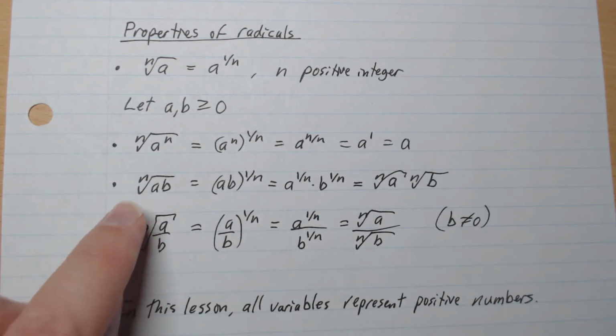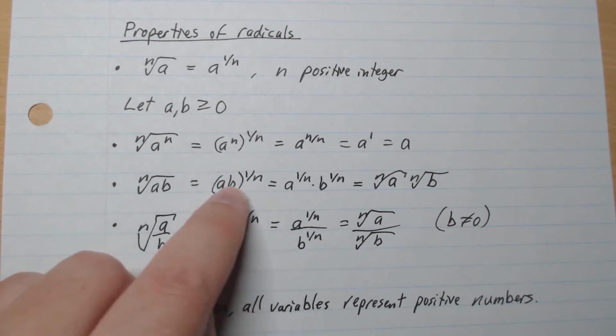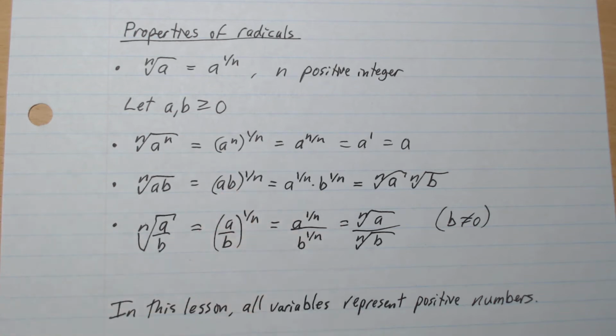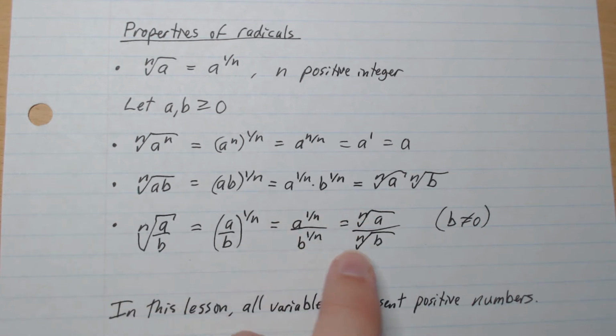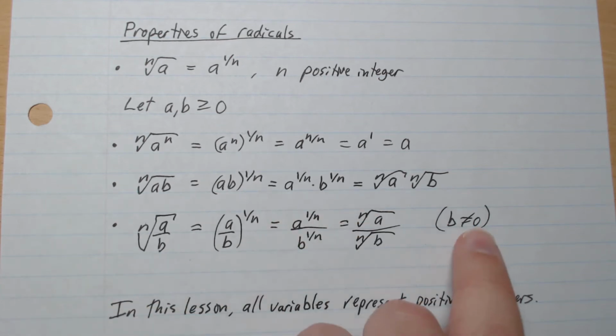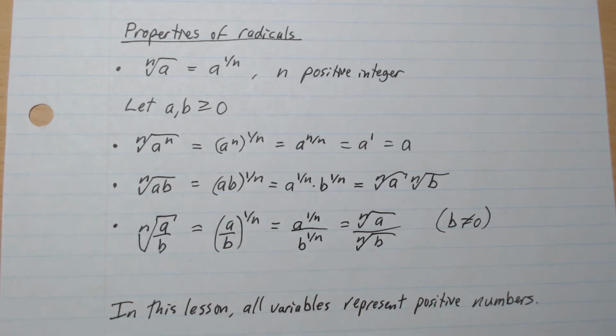Here we have the nth root of a over b. So this is a over b to the 1 over n. We distribute the exponent from our exponent rules, and then a to the 1 over n is the nth root of a, and this is the nth root of b, where of course b is non-zero. So we're going to be using these properties in today's lesson. And in this lesson, all variables represent positive numbers.